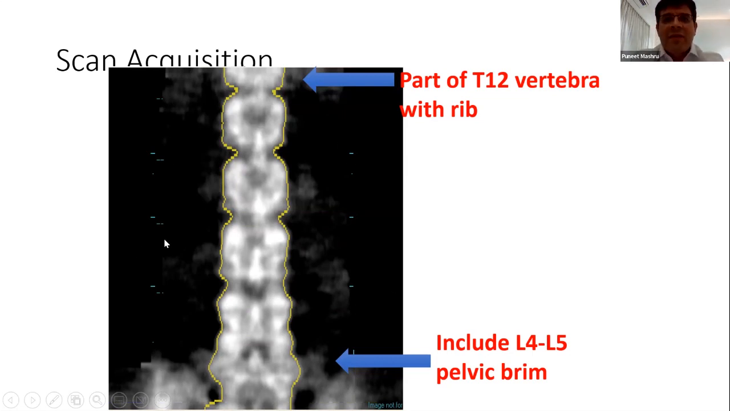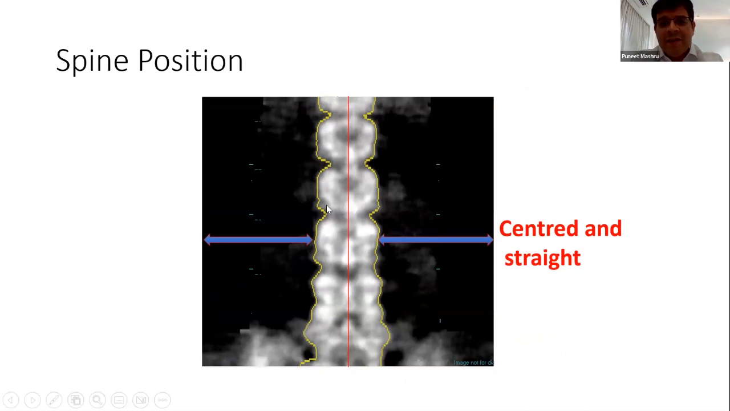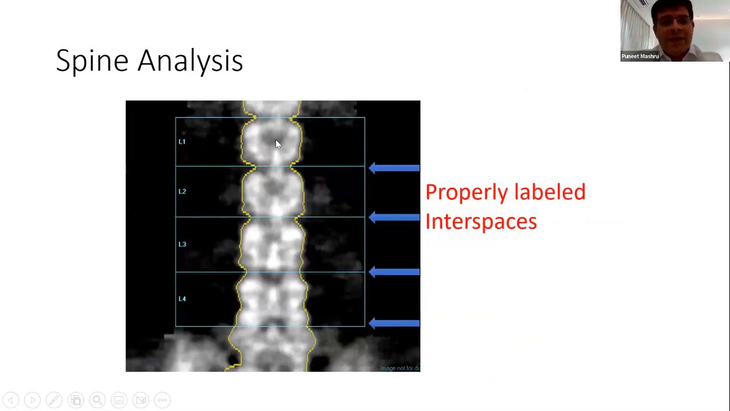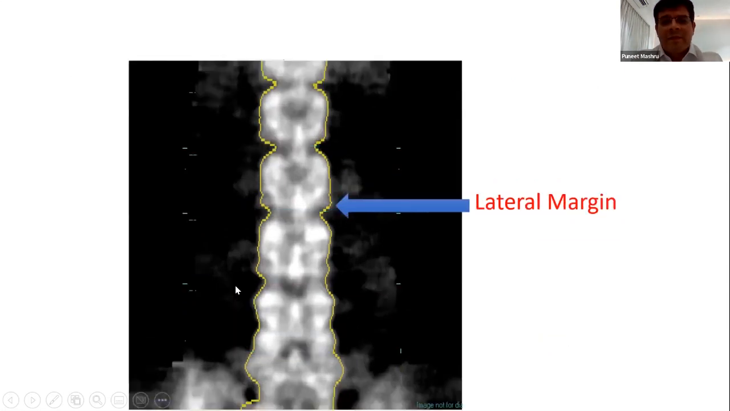In the spine, it should include part of the T12 vertebra with the ribs, and should include the L4, L5 and pelvic brim. The next thing we are looking for is whether it is centered and straight. So it should be equidistant and straight. Then we should make sure that it is labeled correctly, and these lines are in the intervertebral spaces. And the last thing you're looking at are these lateral margins.